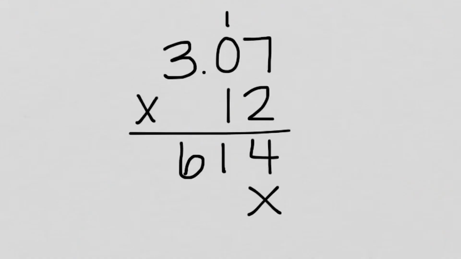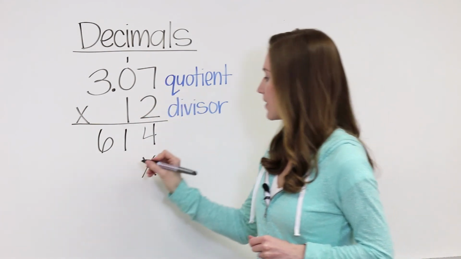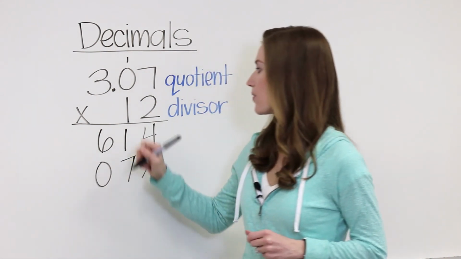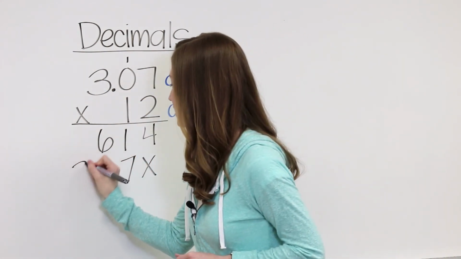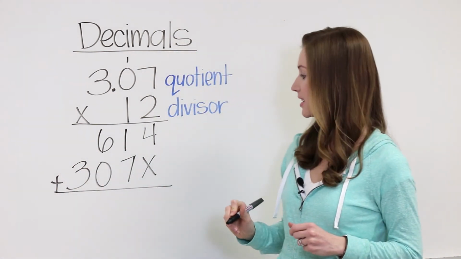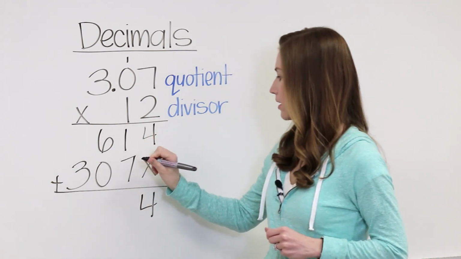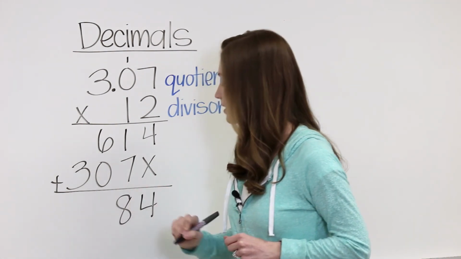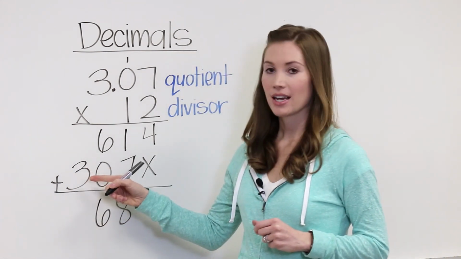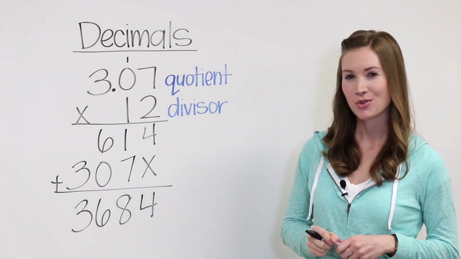Now we need a placeholder. We're done with our ones place and moving on to our tens place. 1 times 7 is 7. 1 times 0 is 0. And 1 times 3 is 3. Let's add these together to get our final product. 4 plus nothing is 4. 1 plus 7 is 8. 6 plus 0 is 6. And 3 is 3. Now what's the last thing we need to do?